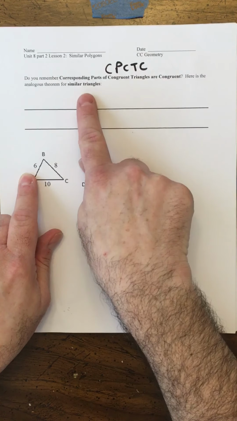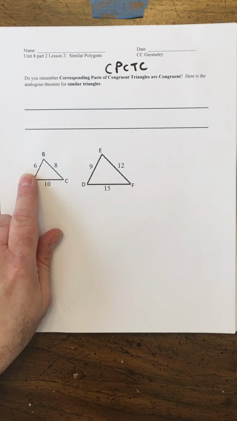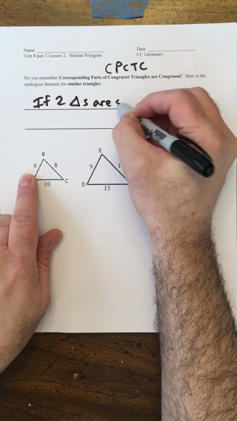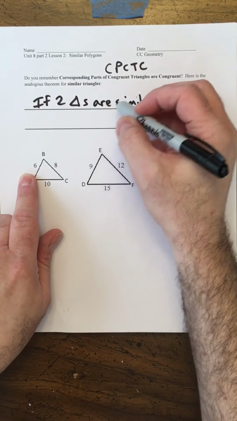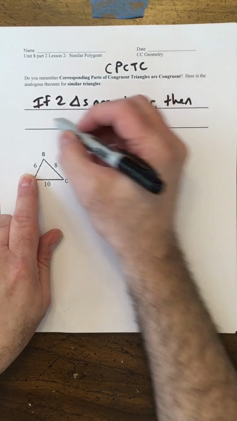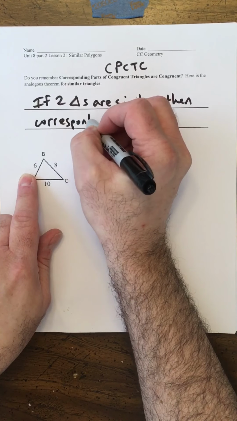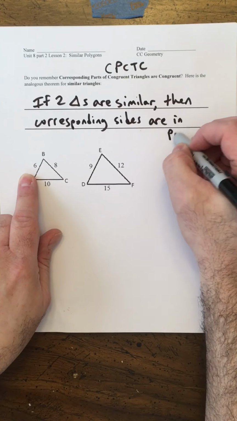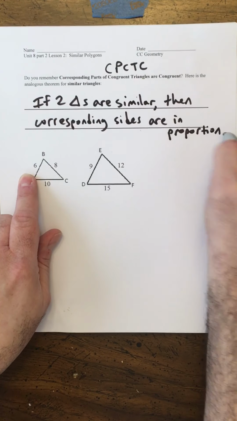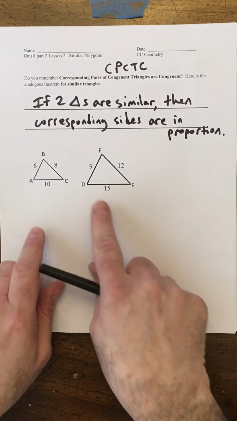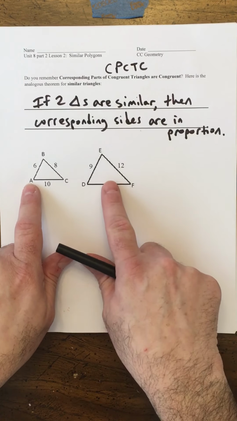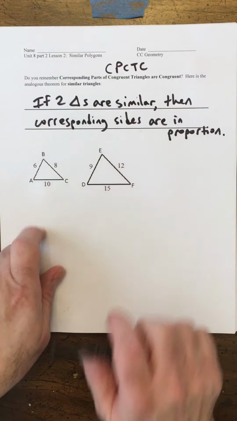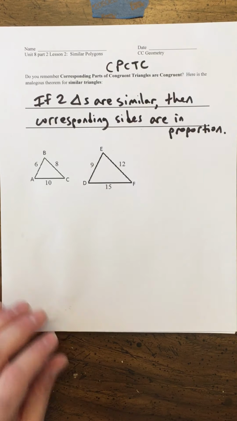But there's something analogous for similar triangles, and that is if two triangles are similar, then corresponding sides are in proportion. Okay? And we know that. We know that, for example, if these triangles are similar by side-side-side similarity, this side compared to this side and this side compared to this side have the same ratios. I'll show you a little more detail.